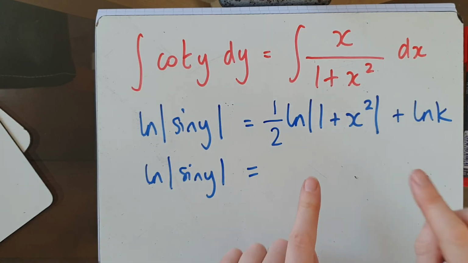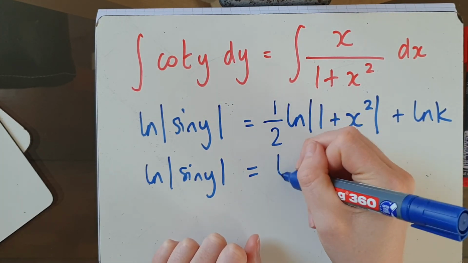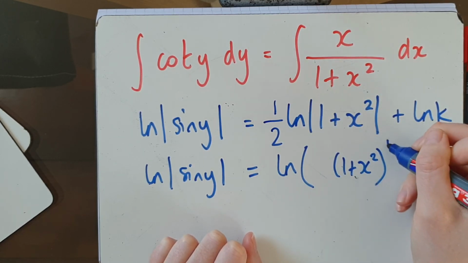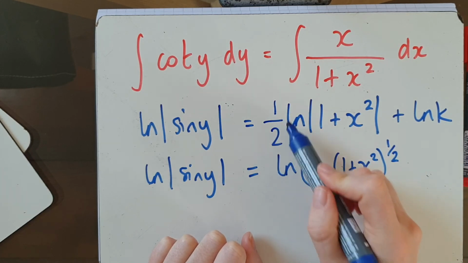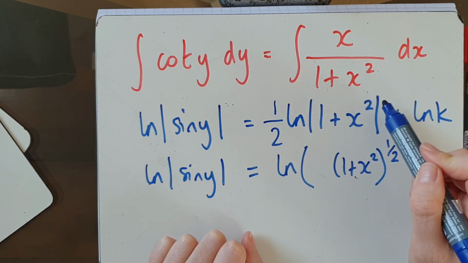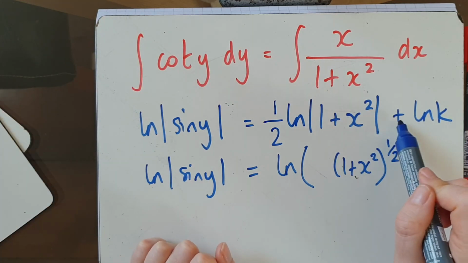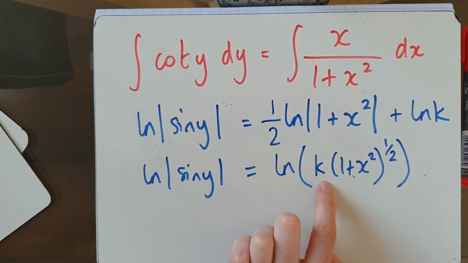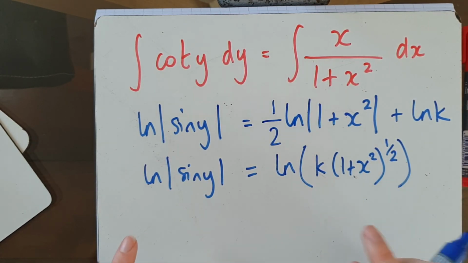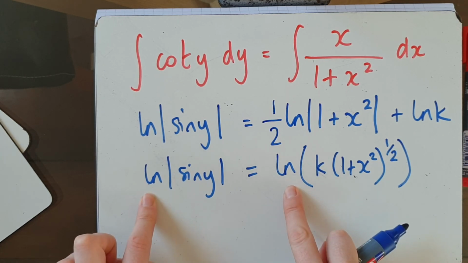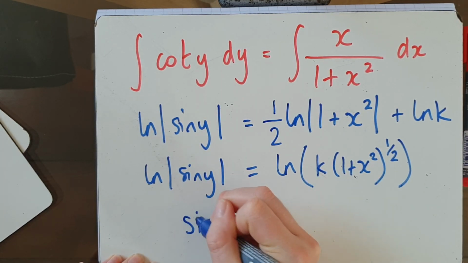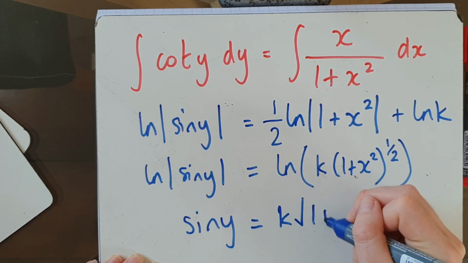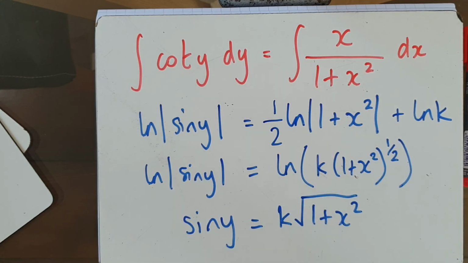equals, I'm going to do log, firstly, of this 1 plus x squared to the half, using the fact that this multiplier here can be brought up as a power. And then, if I'm adding two logs, I can multiply what I'm taking logs of. So it's going to be k times 1 plus x squared to the half. Because it's logs on both sides, I can just ignore the logs and say that means sine y equals k root 1 plus x squared. And that is the solution.